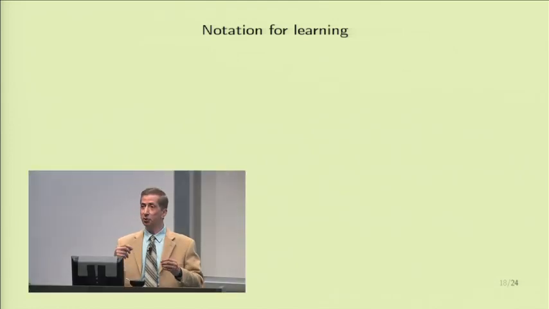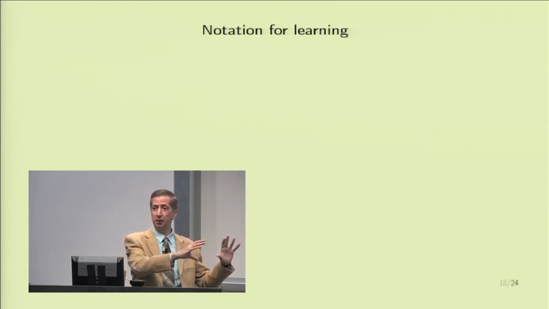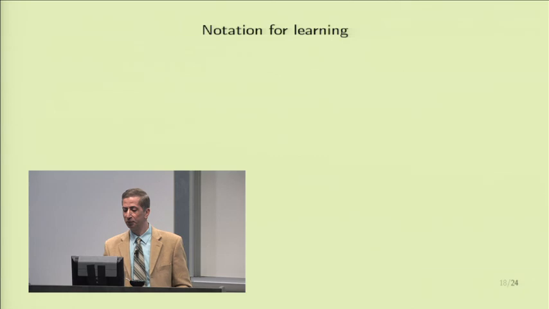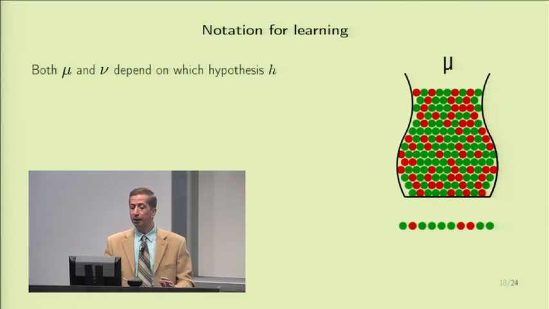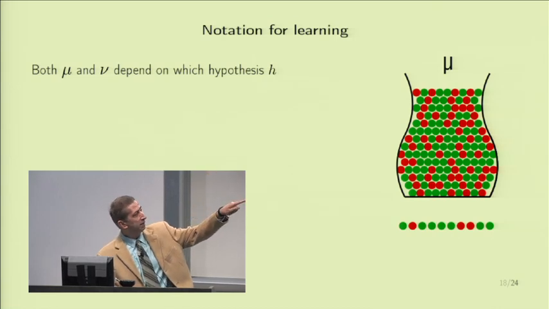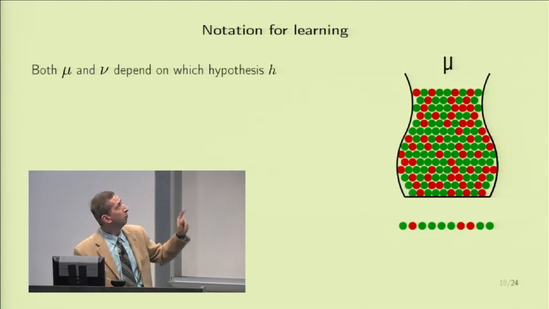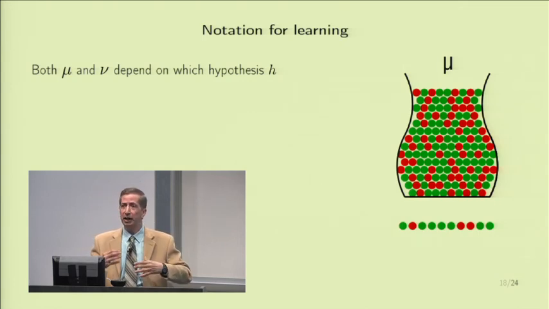Now, because this is going to stay with us, I'm going to introduce the notation that will survive with us for the entire discussion of learning. So here is the notation. We realize that both the mu, which is inside the bin, and nu, which is the sample frequency, in this case the sample frequency of error, both depend on H. So I'd like to give a notation that makes that explicit.